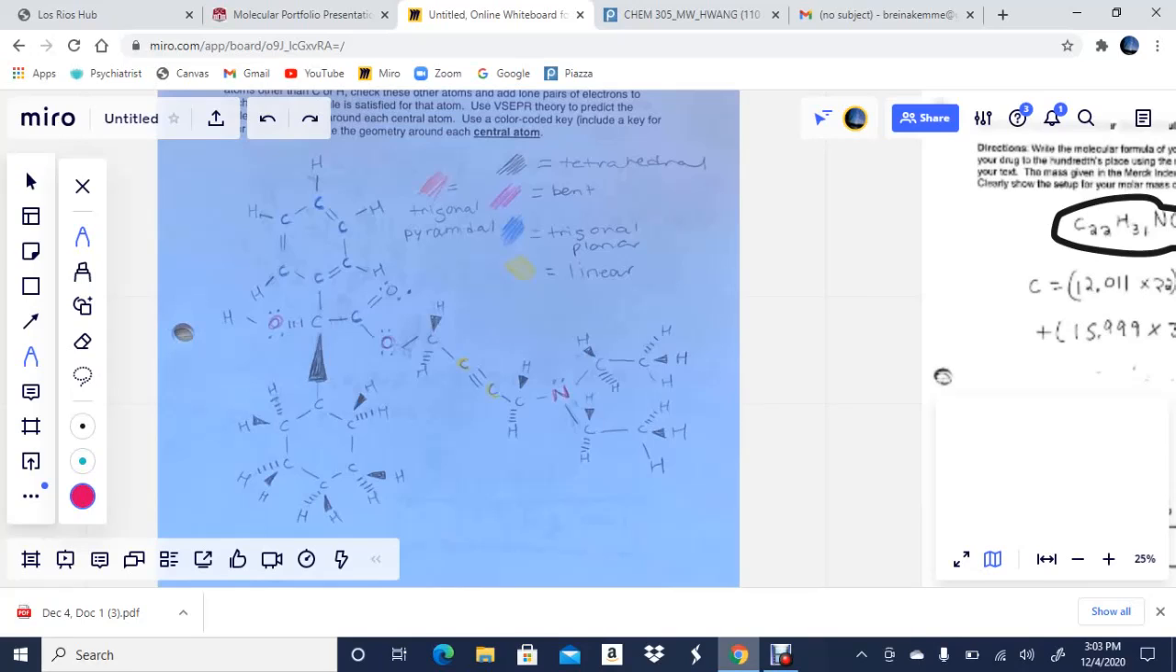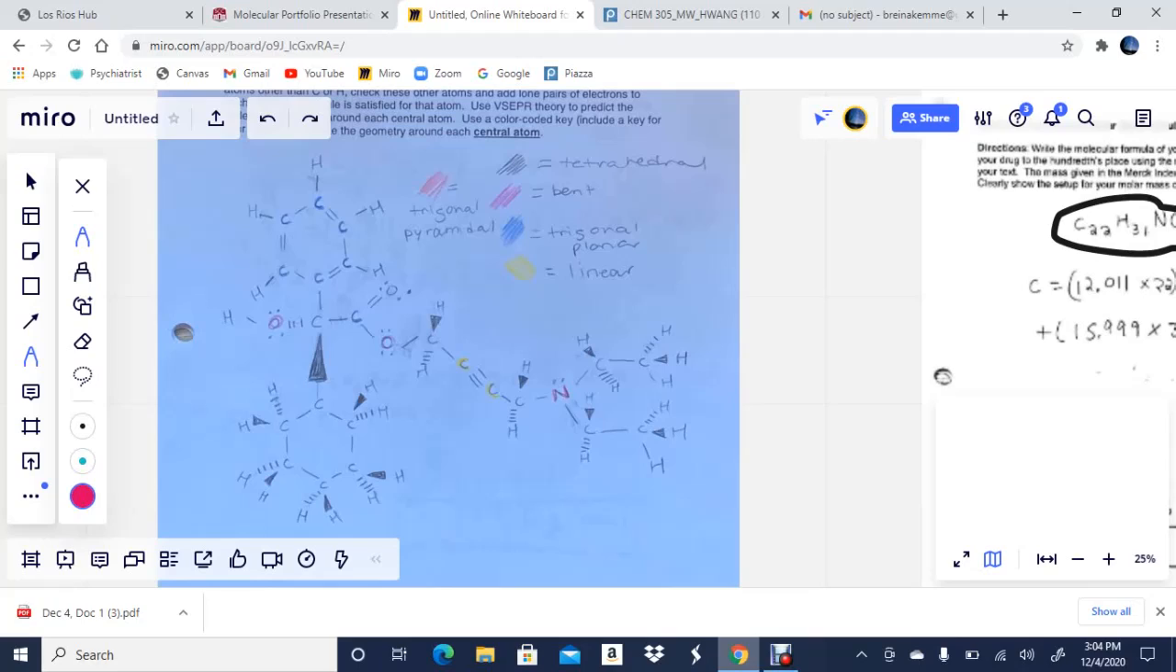All of the blue are trigonal planar. That means that they're 120 degrees and there's 3 electron groups coming off of the central atom. And so you can see a couple, 1, 2, 3, 4, 5, 6, 7 of the carbon atoms, the atoms around them are trigonal planar. That's the molecular geometry.